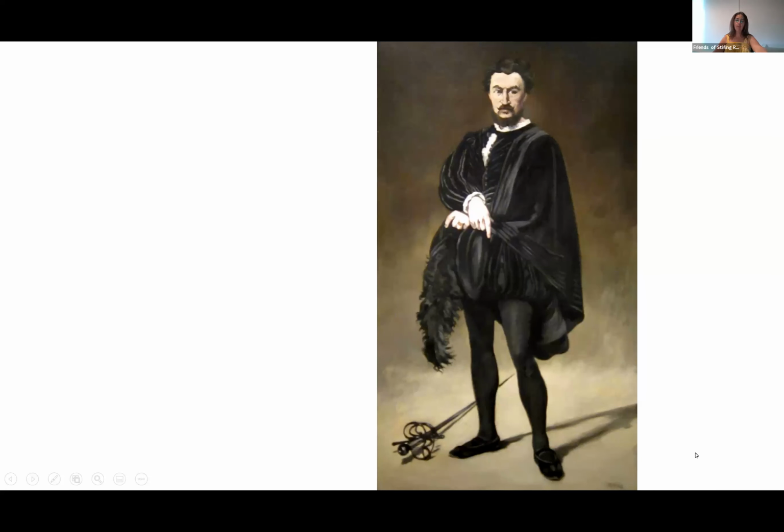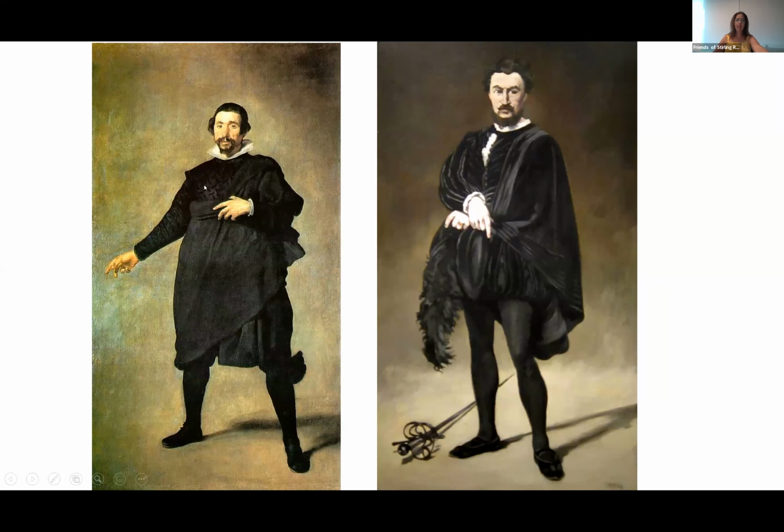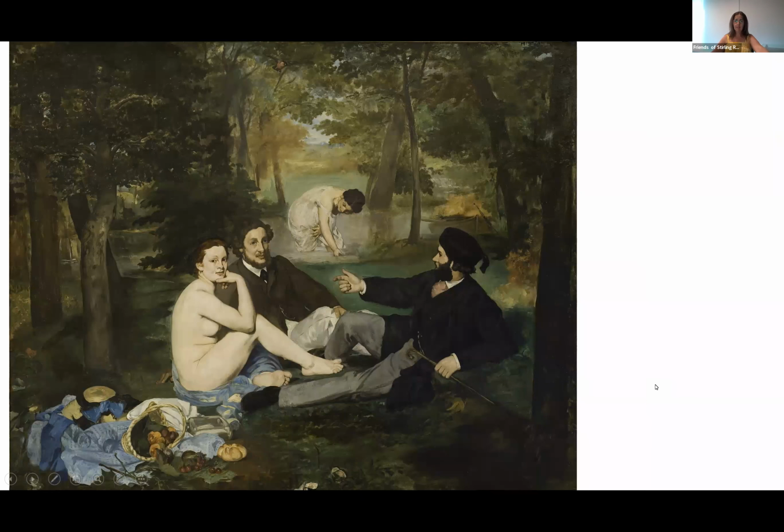The admiration for Velázquez is very important to acknowledge as well. This painting by Manet shows you the tragic actor, Rouvière, as Hamlet. And here we find a painting by Velázquez on your left-hand side. Look at the different contrasting colors of the black and the background and the long shadows on the floor. So again, Manet is going to be really inspired by Spanish painters, especially Velázquez.